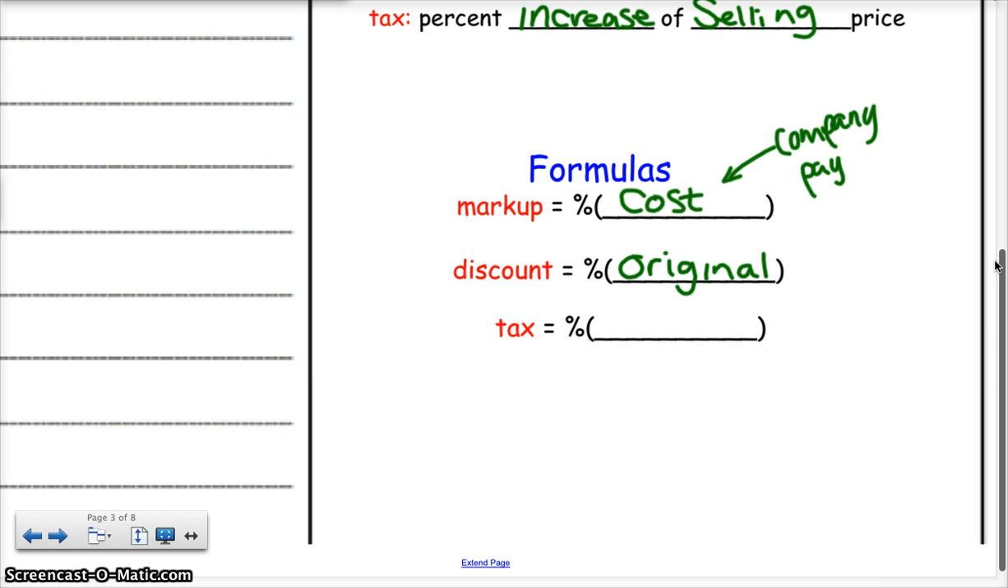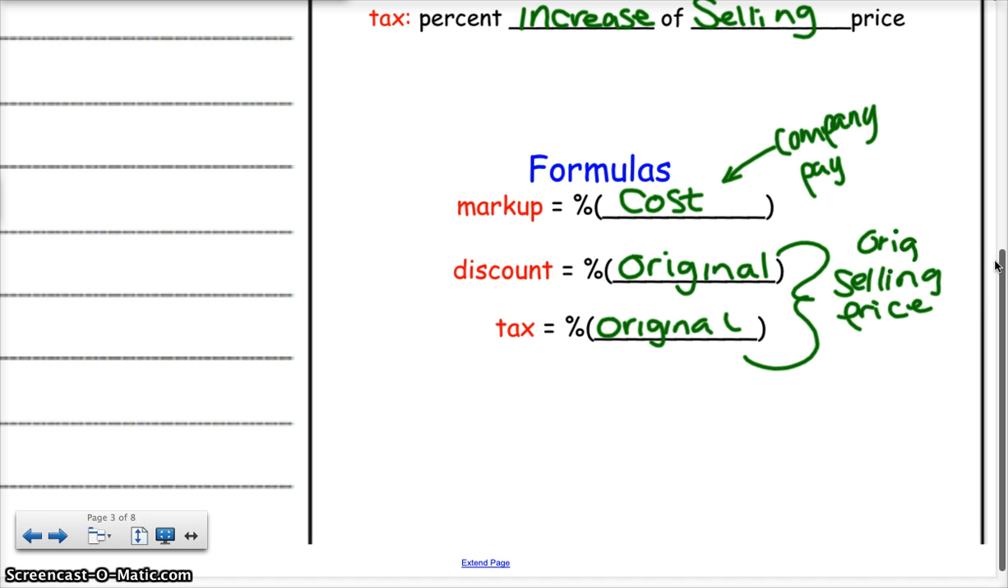It all depends. Tax is the percent times, again, your original. Not the company's cost though. These two originals are aligned with the selling price. The original selling price. The ticketed amount. Okay?